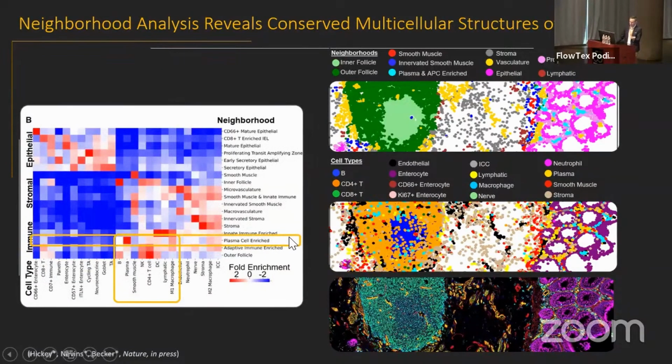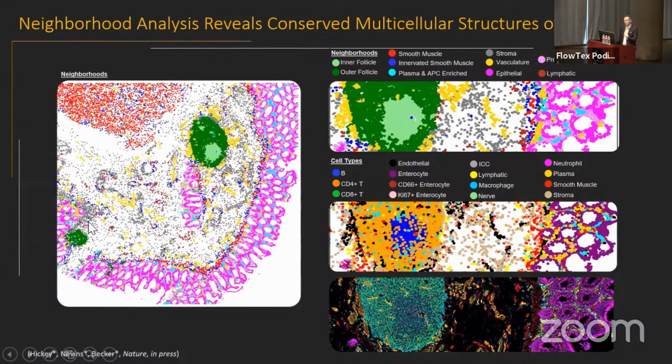And we can look at this quantitatively as well when we define these neighborhoods based on cell types that are either enriched or depleted within that neighborhood. So for example, this plasma cell enriched neighborhood is enriched for plasma cells, but it's also enriched for other immune cells like CD4 T cells, dendritic cells, but depleted in things like smooth muscle cells or epithelial cells. And then, once we've defined all these neighborhoods, we can transfer these to our tissues. And not only are we comparing now cell types across these different locations, but we're comparing these structures across locations.